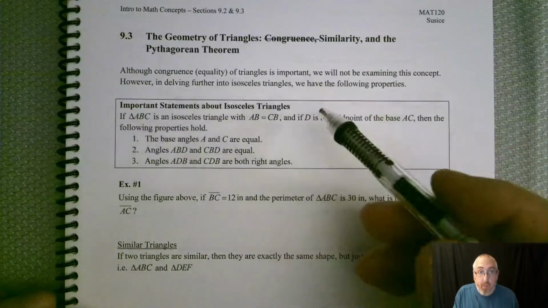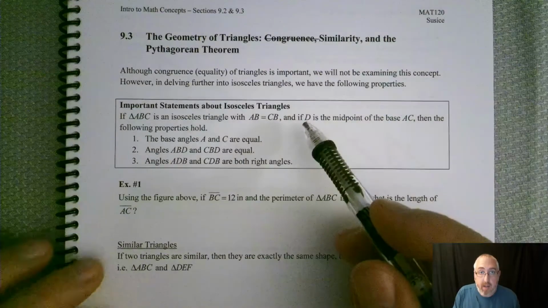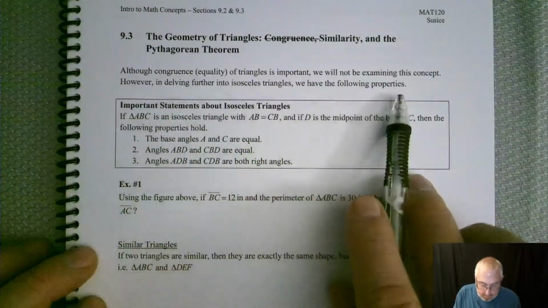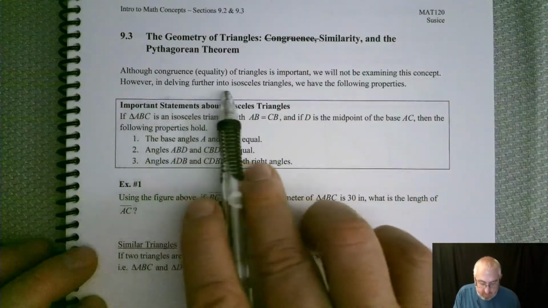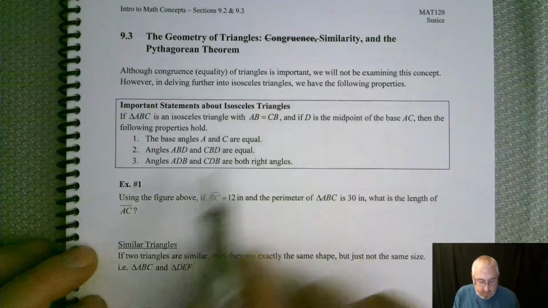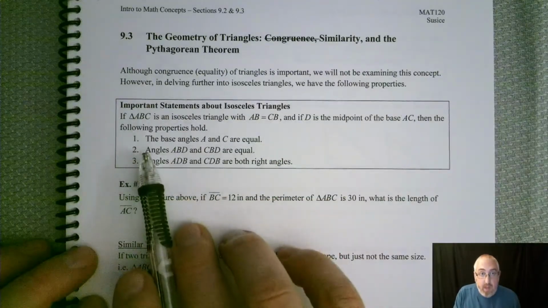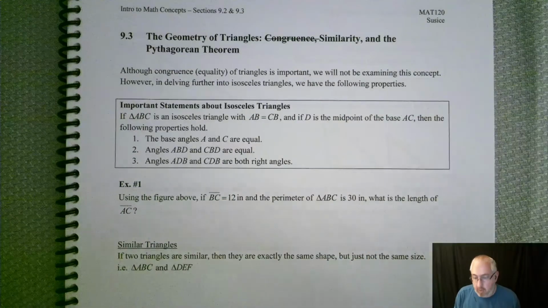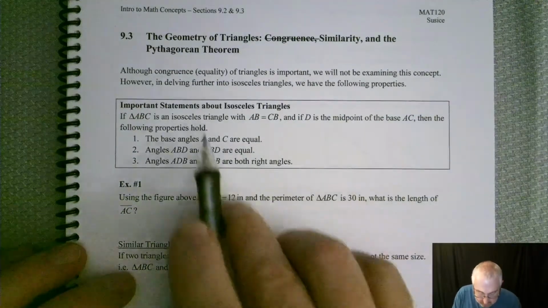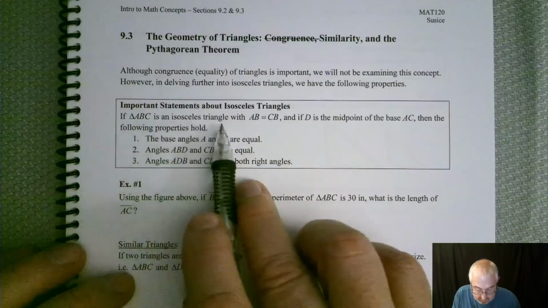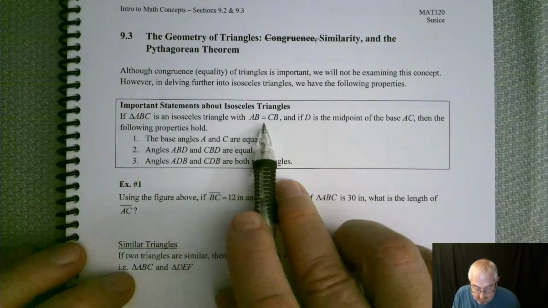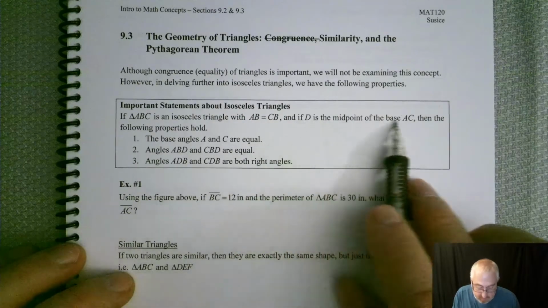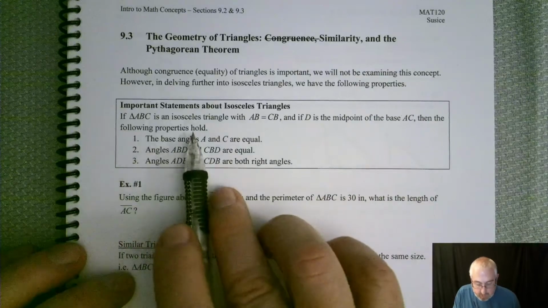So we're going to jump right into looking at isosceles triangles. In delving further into isosceles triangles, we have the following properties, and there's 3 of them. Before we can look at these statements, we're going to have a drawing. So let's draw an isosceles triangle. They give us some guidelines here. AB is equal to CB, and if D is the midpoint of base AC, then the following properties hold.